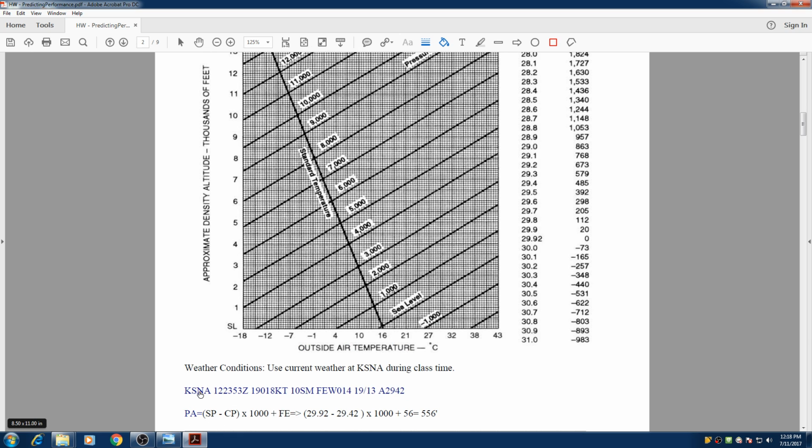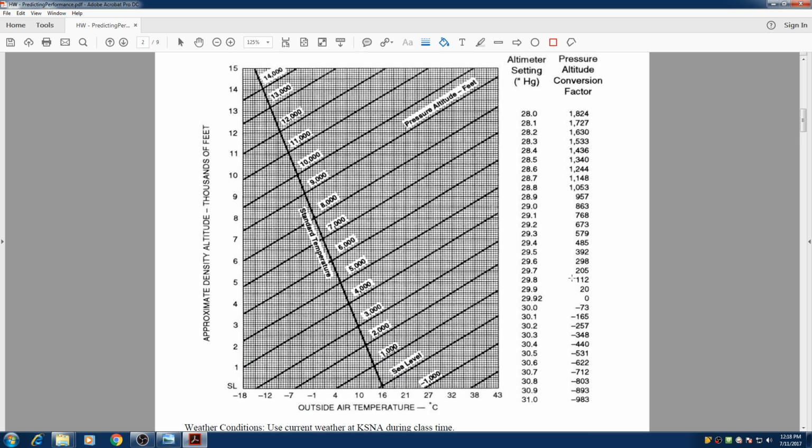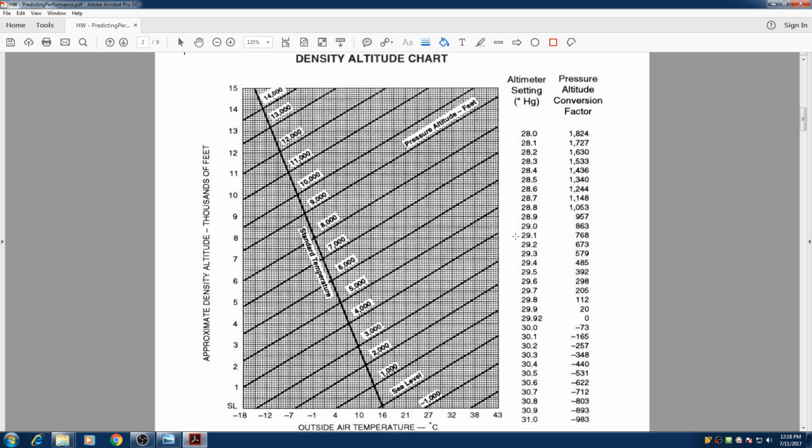I just copied down this METAR from aviationweather.gov. So our values are 19 degrees Celsius and our altimeter setting is 29.42. The first method I'm going to show you is with this table right here. Knowing your altimeter setting, you can find your pressure altitude, and with pressure altitude you can combine it with your outside temperature, and it gives you the density altitude.